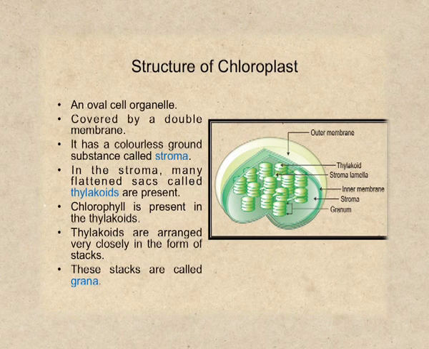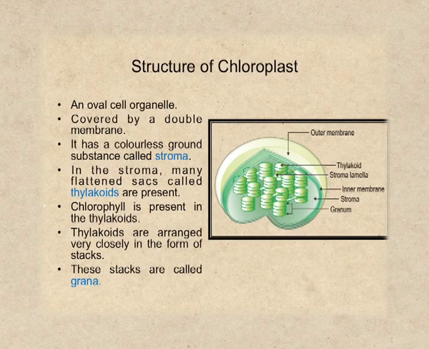In the cavity of the chloroplast, it has a colorless ground substance called stroma. In the stroma, if you observe the diagram, you will see many flattened sacs are present. These sacs are called thylakoids. Now chlorophyll is present in these thylakoids.